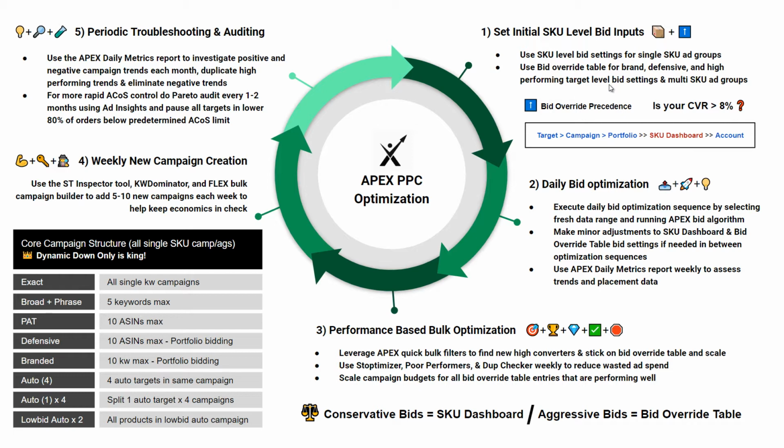So the SKU dashboard on the conservative end, aggressive bidding with the bid override table, and you get a nice, profitable, steady growth account that really just does well. So that's kind of the phase one there.